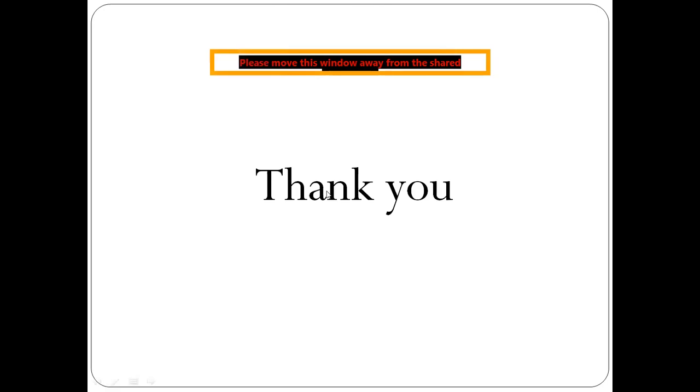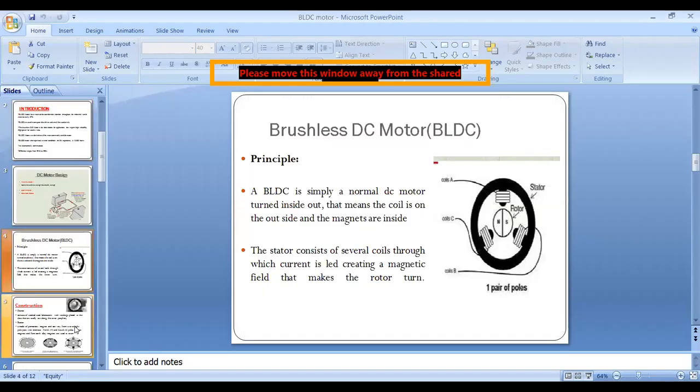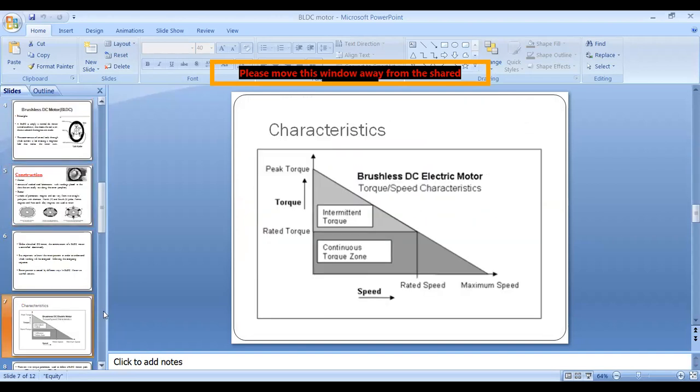Okay, Sachin, go to the characteristics slide. Okay, ma'am. Please explain what is the difference between intermittent torque and continuous torque zone. In the continuous torque zone, ma'am, speed is increased, but our torque stays constant. But actually, from this figure, I'm not able to understand the intermittent and continuous torque zone.